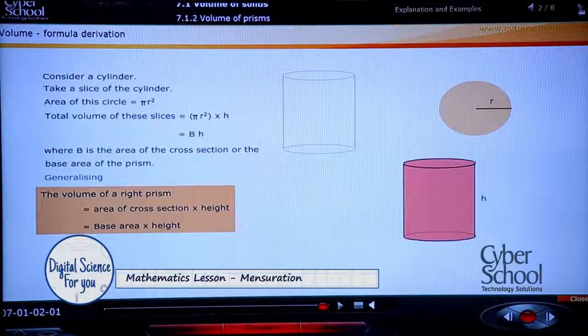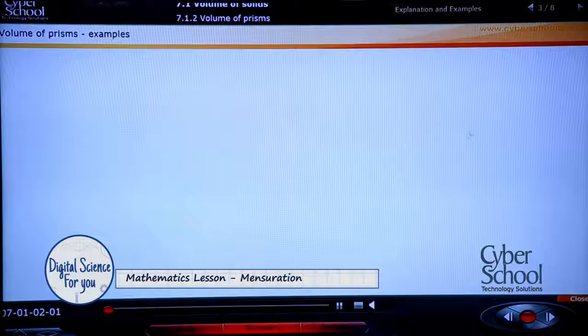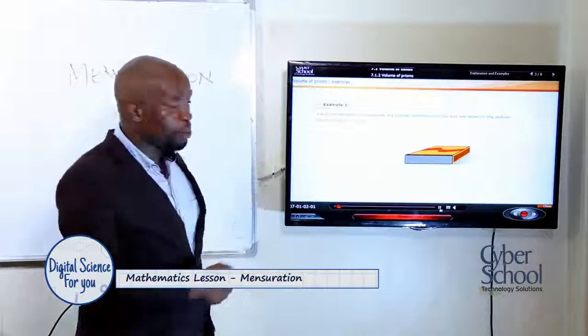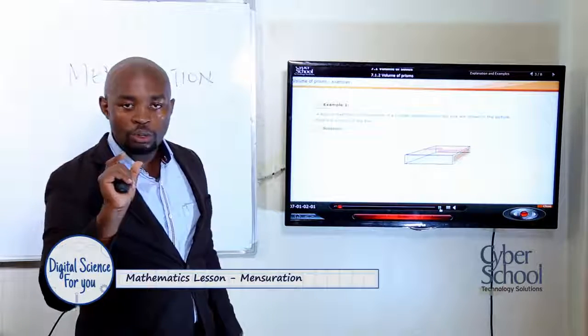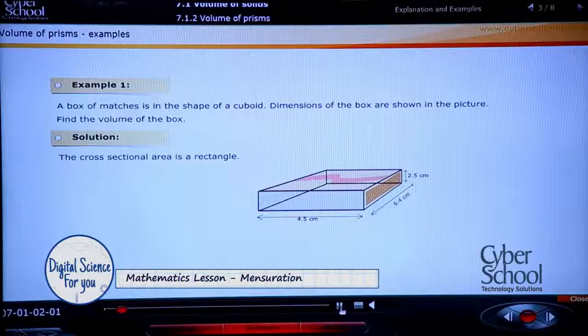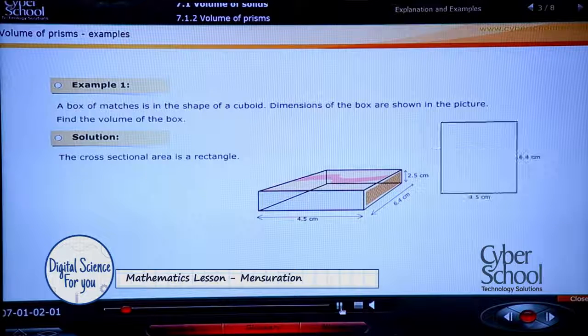If I continue to 3, we're going to find out the volume of some examples here. In real life, examples. A box of matches. Very simple. It's cuboidal and formed of the rectangle. So the cross section is a rectangle. We simply multiply the area of a single rectangle, in this case 6.4 times 4.5, times the height, which is 2.5, to get us the volume of the matchbox.